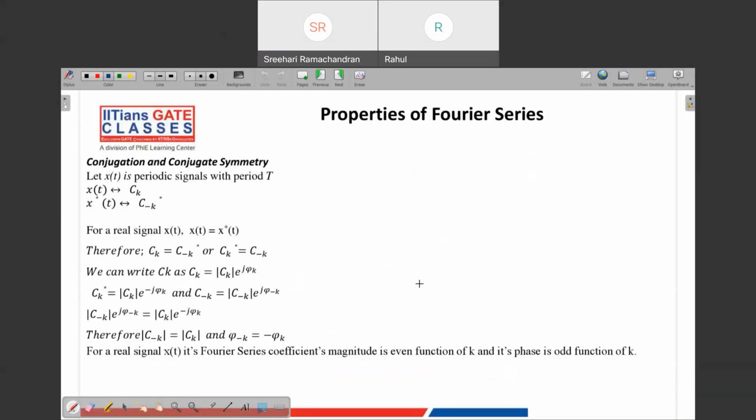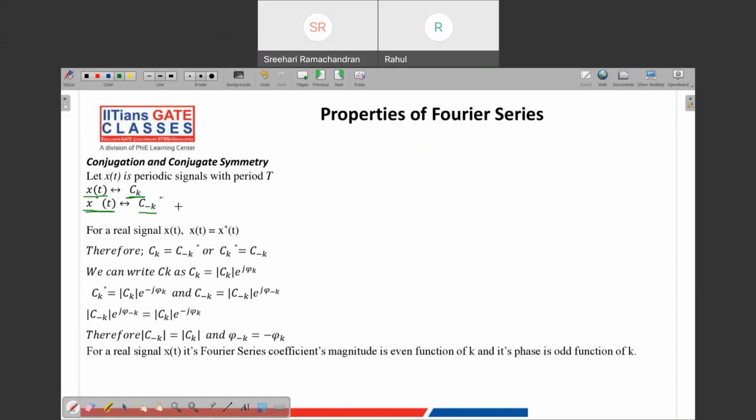Let me go to the next slide. Okay, this is a very important property. This property will be used a lot. We will be seeing the same property in the Fourier transform also. So this is the conjugate and conjugate symmetry property. Let's say you have a signal x of t, its Fourier coefficient is c of k, and let's say you are taking the conjugate of the signal x of t, and for that you get the Fourier coefficient. It will be equal to c of minus k conjugate.